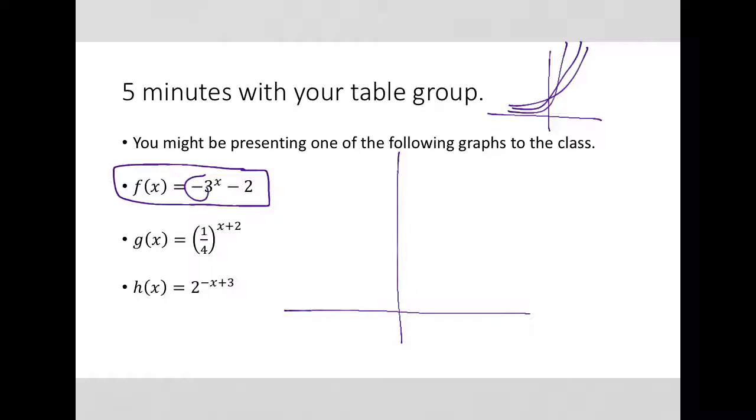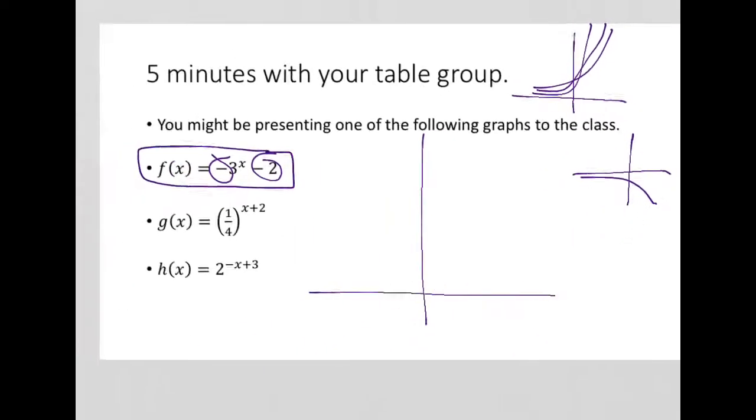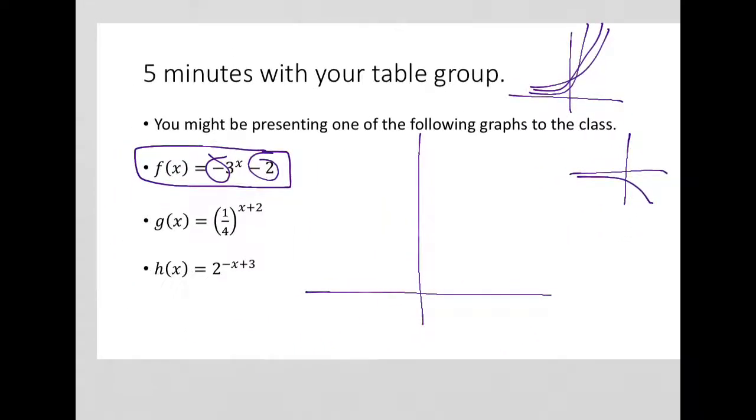So first off, remember that the negative out front means that instead of being up like that, it is going to be down like that. And then the minus 2 is going to shift everything down by 2. So currently, my horizontal asymptote would be at y equals 0. So now it's going to move down to y equals negative 2. That y-intercept was at negative 1. So now it's going to be moving down to negative 3.